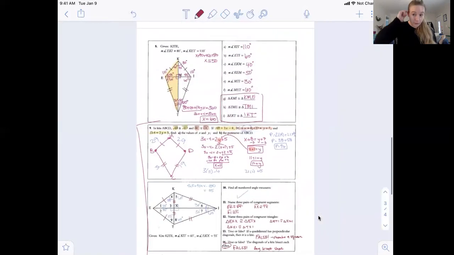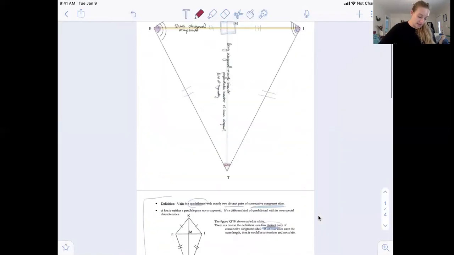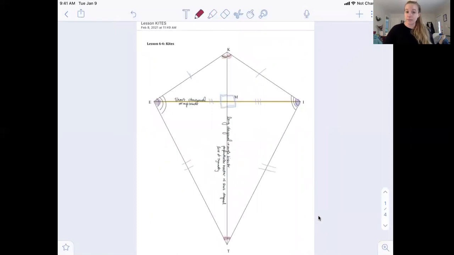We are done. Feel free to rewatch any of this. The biggest thing I want you to remember is this step that we learned at the very beginning, all the properties of a kite. Remember, this is not on the most recent quiz. It will not be on there, but you are responsible for it for the next time I see you, and it will definitely be on the test.